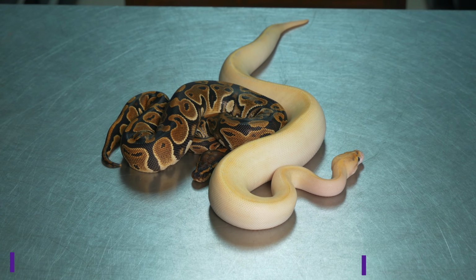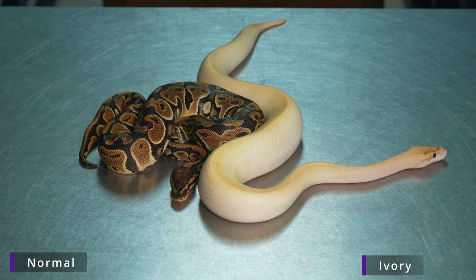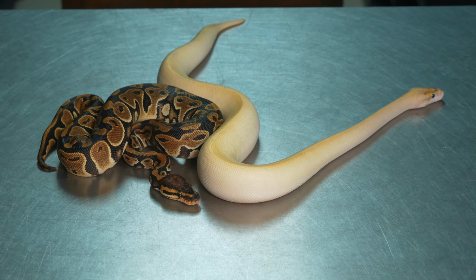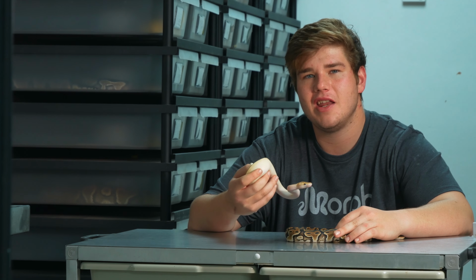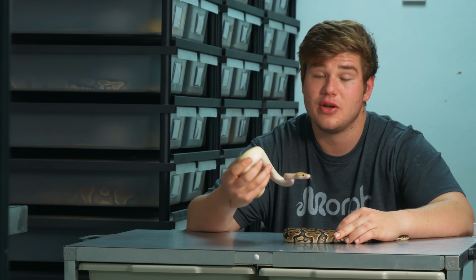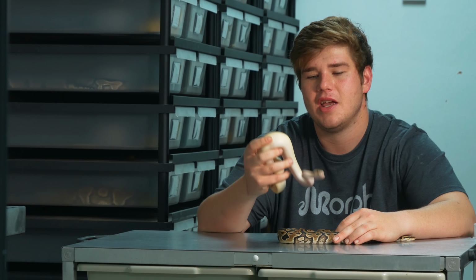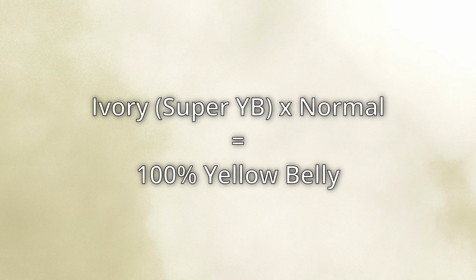So now let's take a look at what happens if I breed an ivory ball python just to a normal wild type ball python. Because this ivory is a super form, it means it can't reproduce any normals when it's bred to any other genes going forward. So if I take this ivory and I breed it to a normal wild type ball python, I'm guaranteed to get yellow bellies at the very minimum.